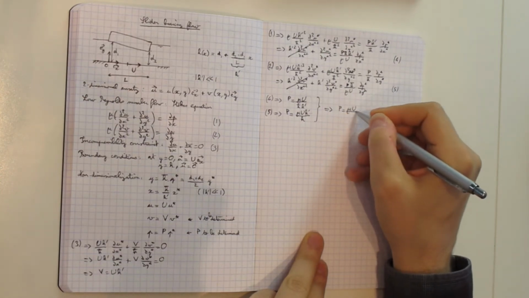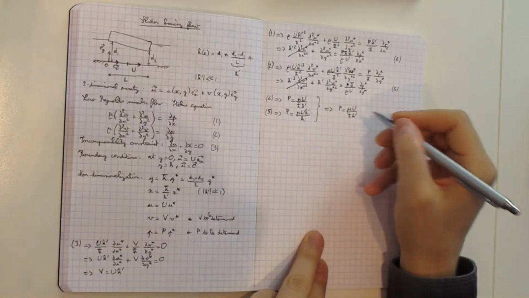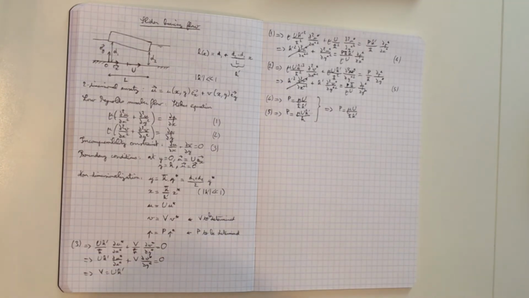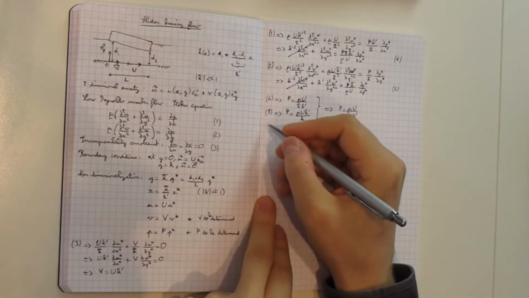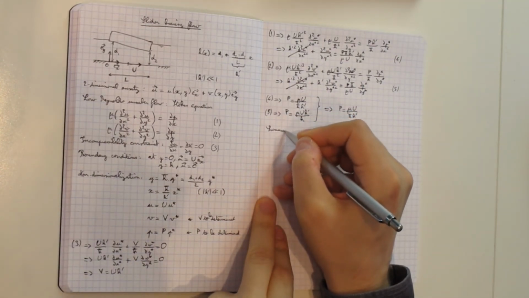So p goes like mu U over h' h bar. Okay? And so now we've determined v, we've determined p. We can just proceed to recapitulate on our non-dimensionalization and to write down the equations in their non-dimensional form. So let's just summarize this.